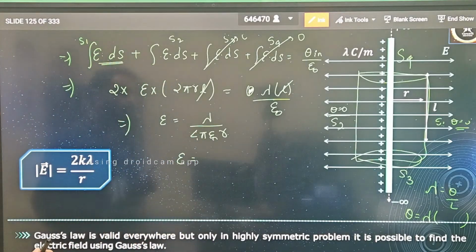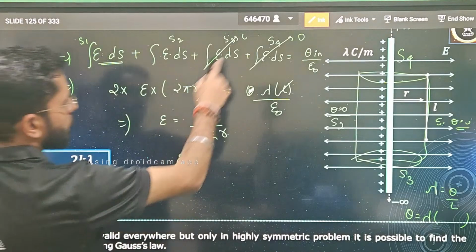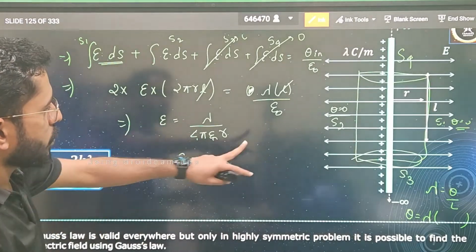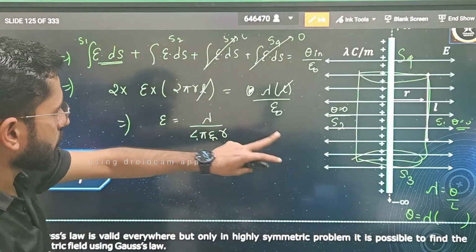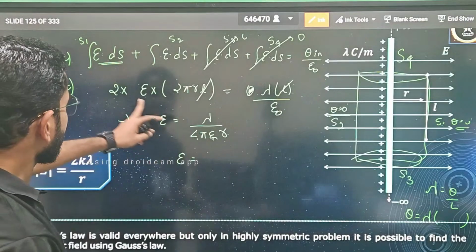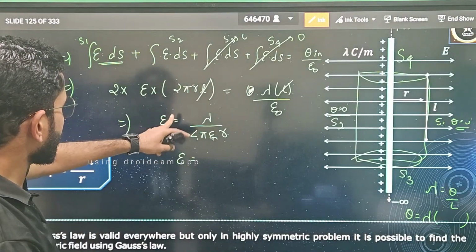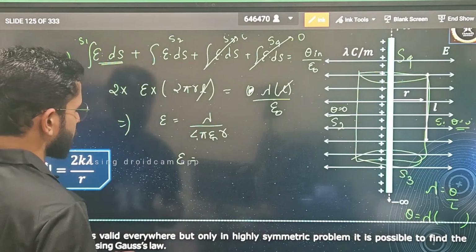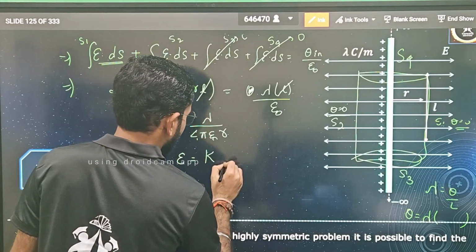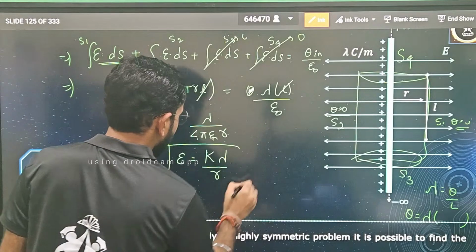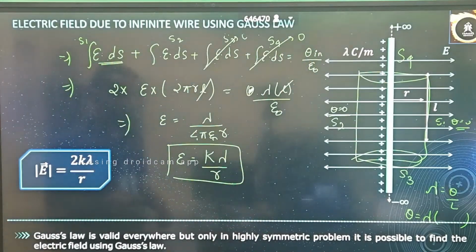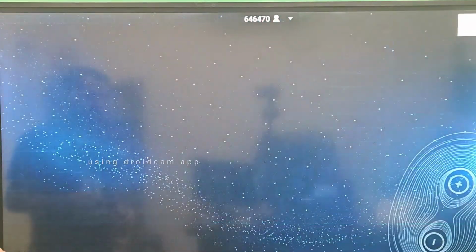Wait for a minute. This term will become 0, this term will become 0. What are the things that are left? E dot ds from surface 2, where theta is equal to 0. There also theta is equal to 0. You multiplied it 2 times. Here it will become 4 pi epsilon naught, and the final result will become k lambda pi. Where have we made a mistake? It should be 2k lambda pi. Wait. I will check for any calculation mistake.